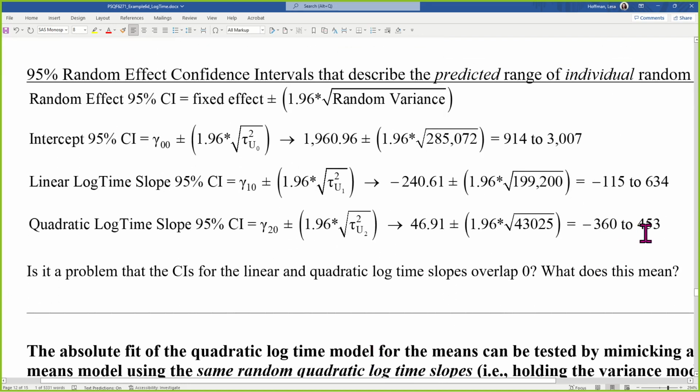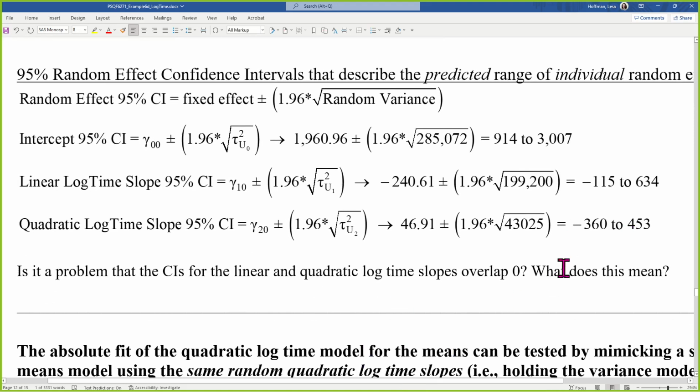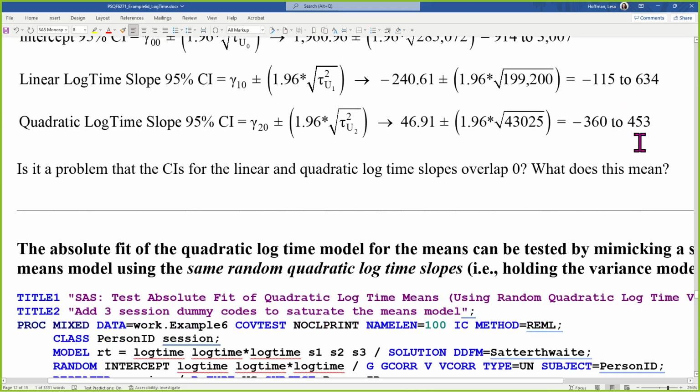And here's some confidence intervals for effect sizes. And for the last time, is it okay that these confidence intervals overlap 0? Yeah, that just means that some people go up and some people go down. It doesn't mean the fixed effect is not significant.